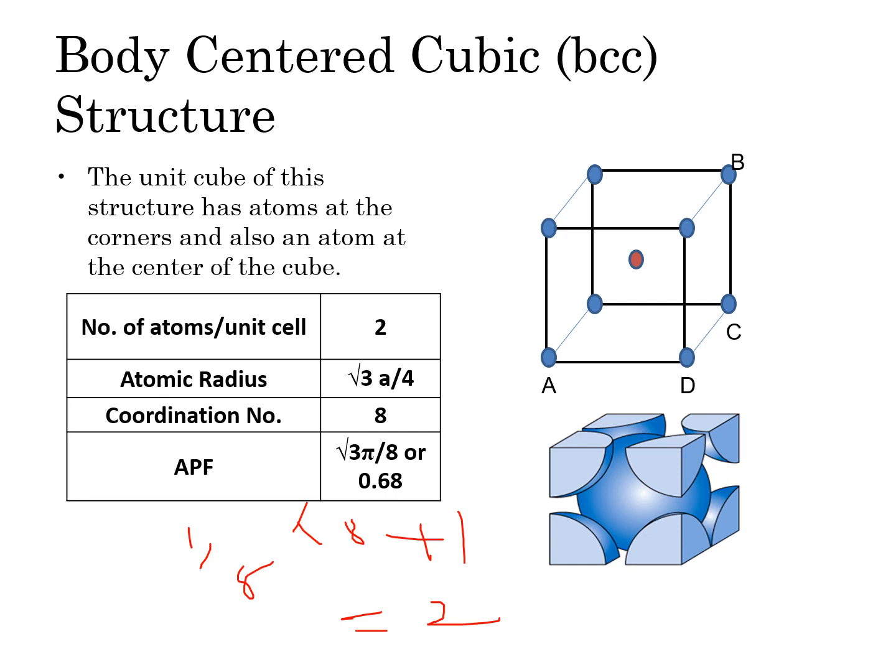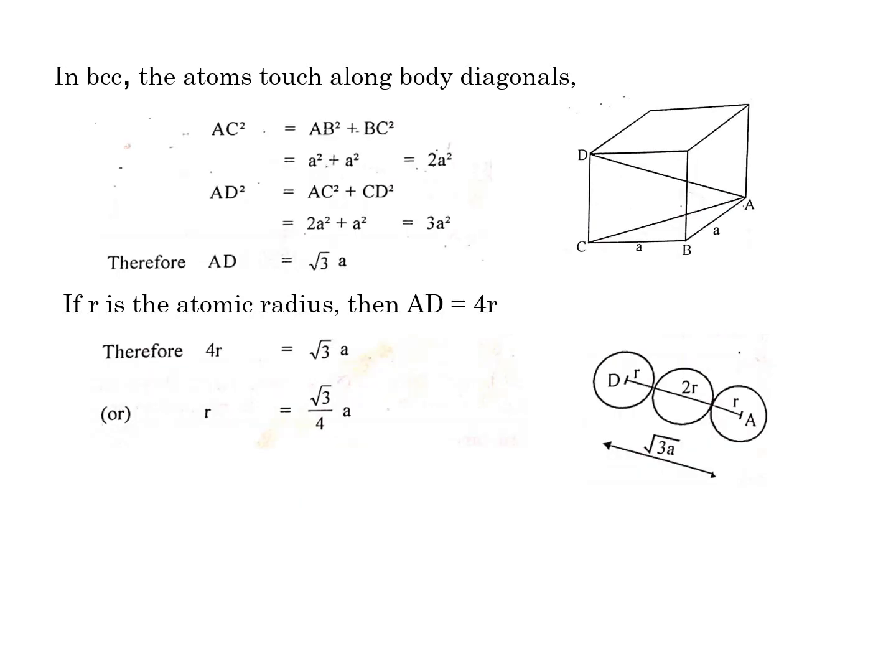Next, we are going to calculate the atomic radius. In the BCC crystal structure, the atoms touch along the body diagonals. Taking this triangle, AD squared is equal to AC squared plus DC squared. Therefore, AC squared is equal to BC squared plus AB squared, that is, a squared plus a squared, 2a squared.